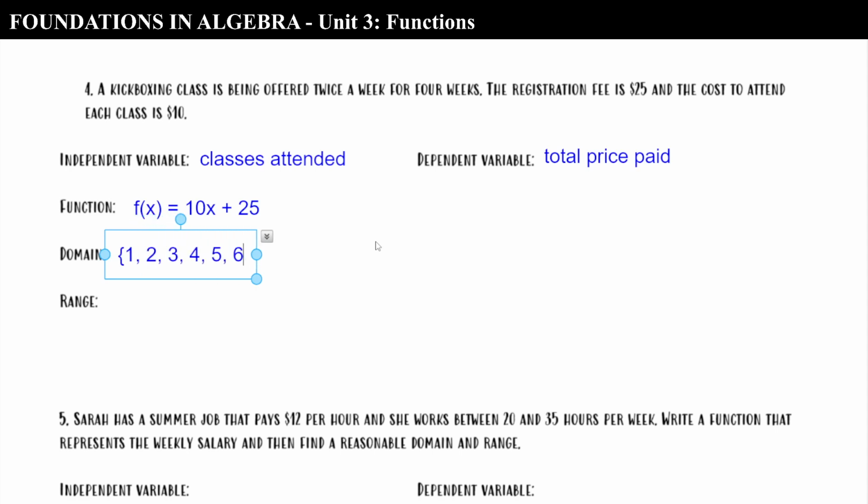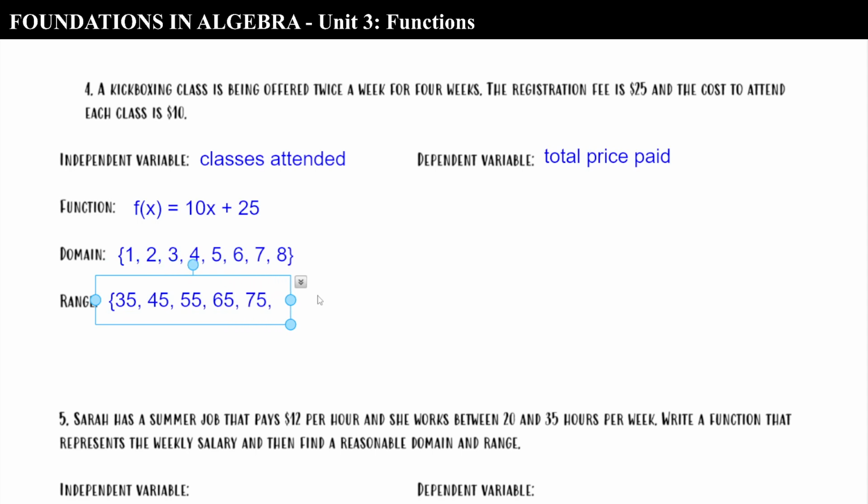So we have anywhere from 1 to 8 classes that we can attend, because it's being offered twice a week for 4 weeks. 2 times 4 is 8. So we could attend 1, 2, 3, 4, 5, 6, 7, or 8 classes. And just like we did with the other problems, we'll plug those values into the function and we'll get the possible amounts that we pay. 35, 45, 55, 65, 75, 85, 95, or if you attend all classes, you'll be paying $105.